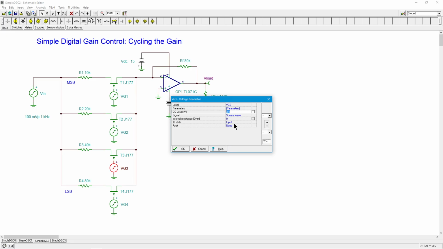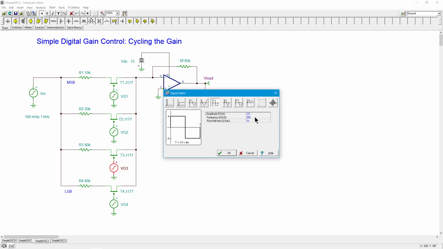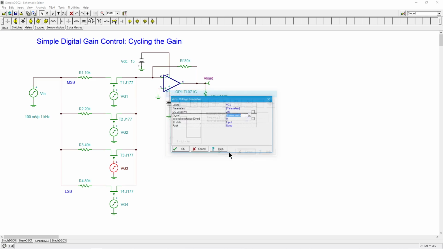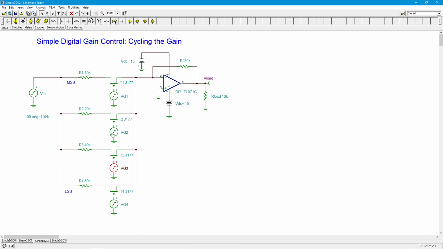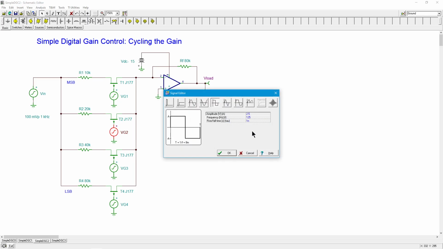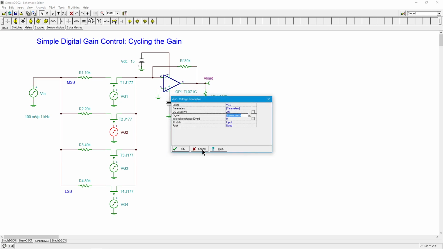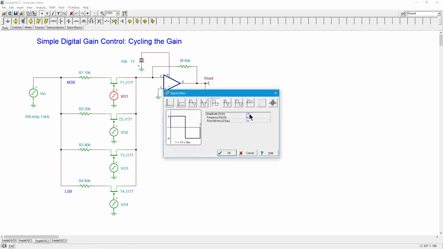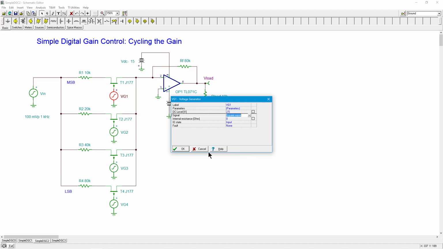Some of you who've done a lot of digital work are probably already ahead of me on this. But if you're not, just bear with me. So this one's coming in at half the frequency, at 250. This one is coming in at half that frequency, at 125. And you can guess that the last one is coming in at half that frequency, at 62.5. So that's what's going to happen.